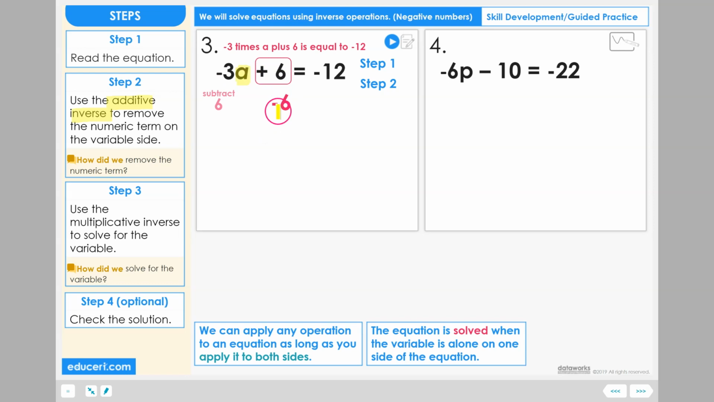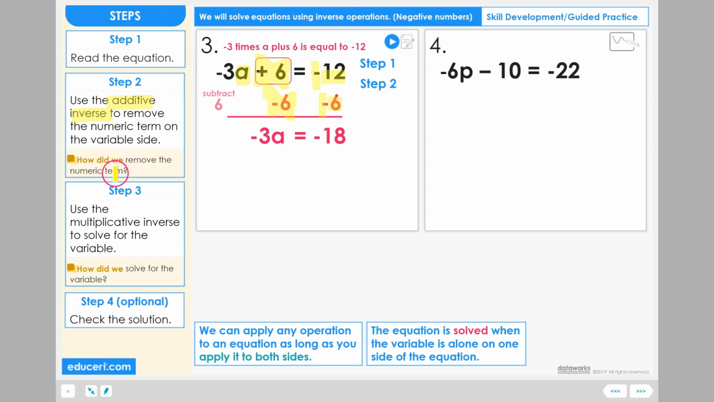So subtracting 6 from the left side and subtracting 6 from the right side will end up with negative 3a equals negative 12 minus 6. Here we are combining two negatives, so we add the values of 12 and 6 together, which is 18, and then we keep the sign negative for a negative 18. And keep in mind here that we wanted to remove this positive 6, and that's exactly what happened. By subtracting 6 from both sides, we got rid of it, but the variable is not alone yet.